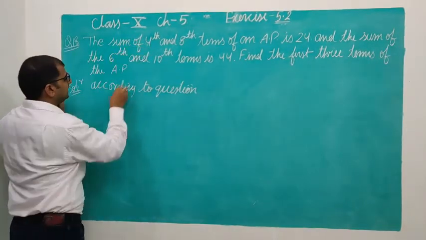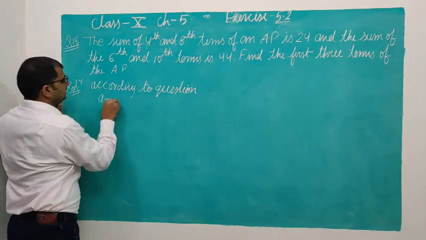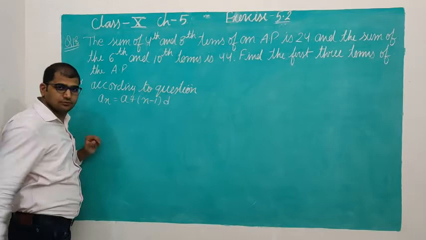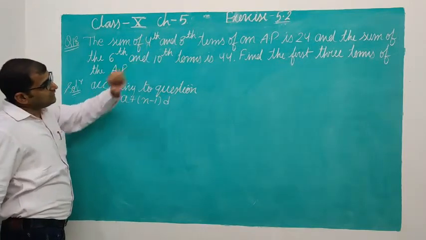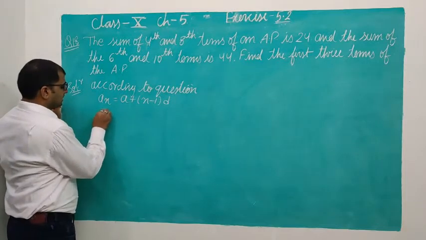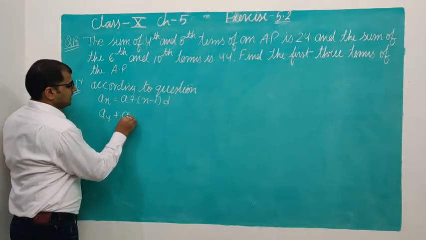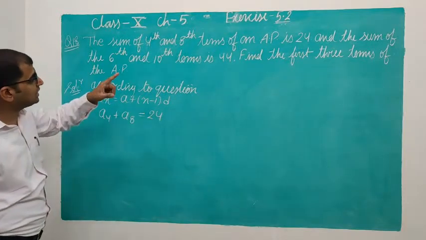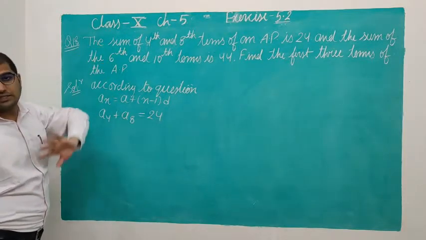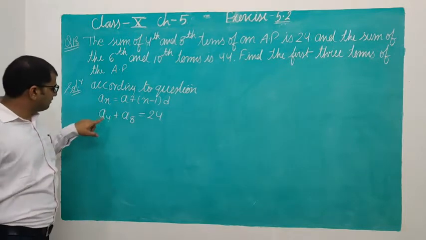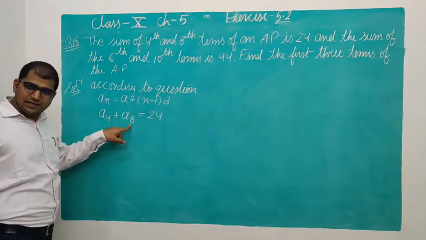We know that the AN formula is AN equals A plus N minus 1 multiplied by D. Okay, so the 4th and 8th term sum is 24. So A4 plus A8 is 24. According to the first condition, the sum of the 4th and the 8th term of the AP is 24. So apply this formula to A4 and A8.